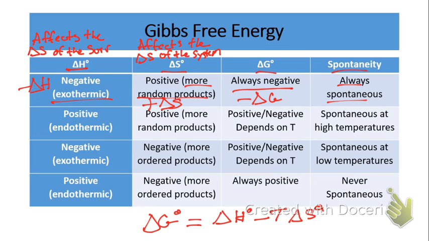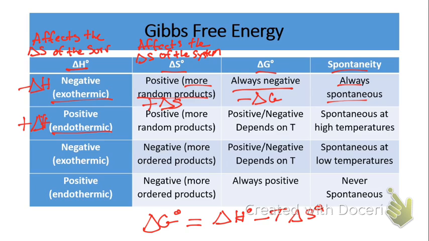Now, what if we have a situation where delta H is positive, okay? So that means it's endothermic. Is that favorable? No, because it's going to decrease the entropy of the surrounding environment. And that's not what we want to happen. So that's not a good situation.